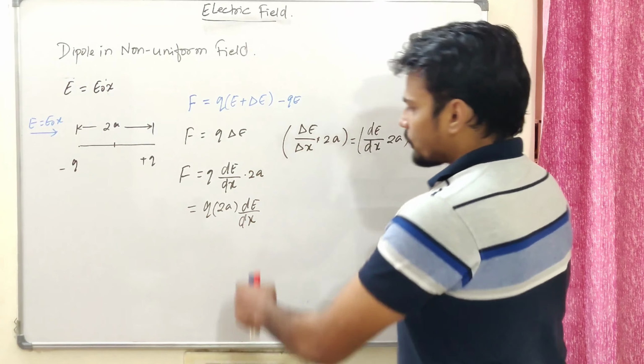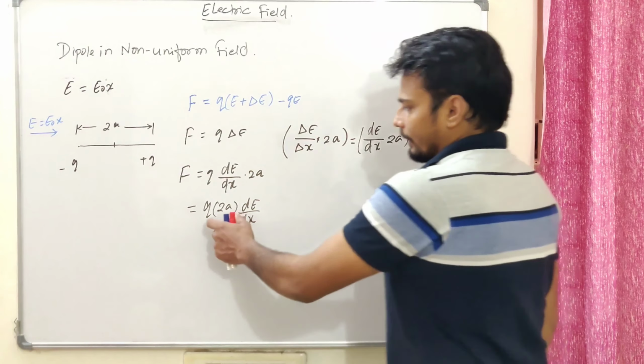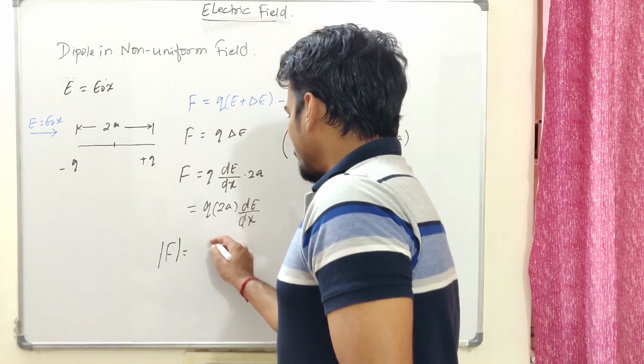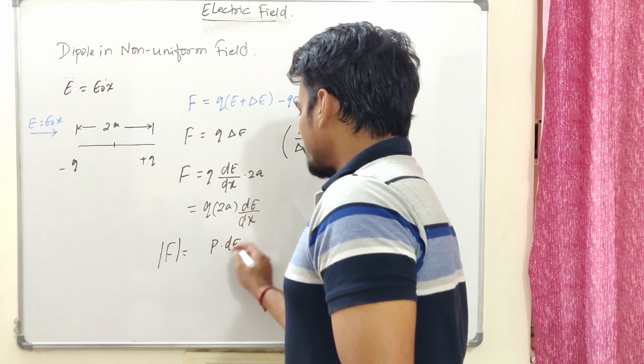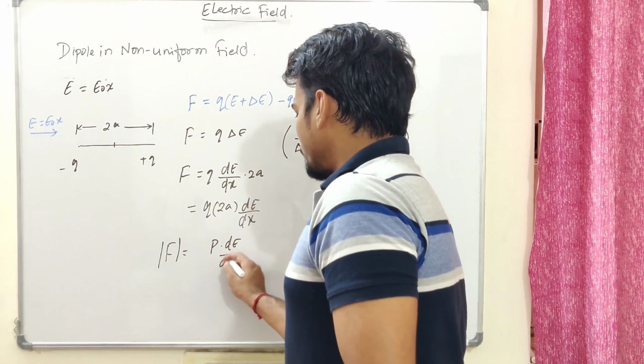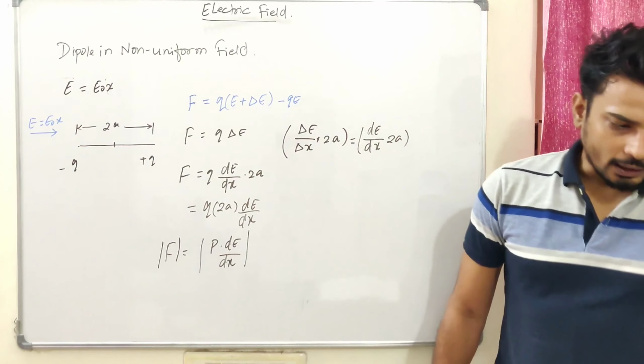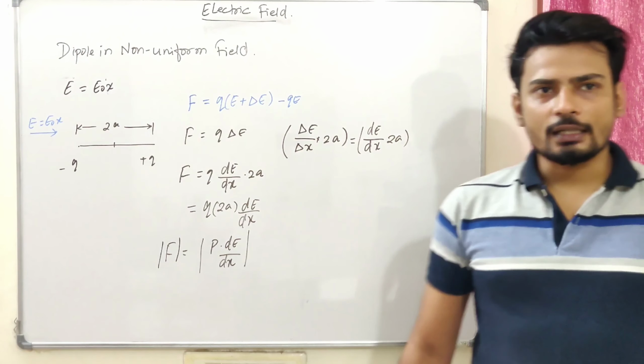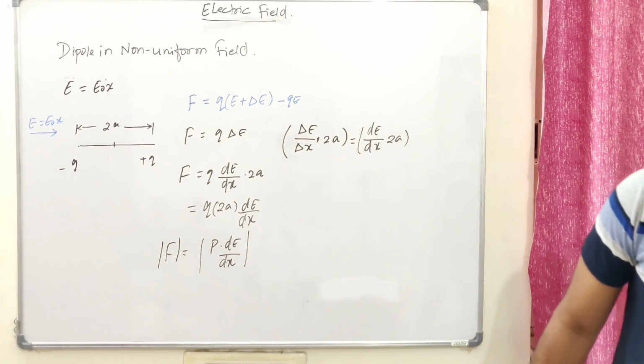Q times 2a is nothing but the dipole moment of this dipole. So if I talk about the magnitude of the force, that should be F equals P dE over dx, like this. Fair enough. So that's how the dipole reacts. The dipole experiences a force if it is kept in the non-uniform electric field. Note it down quickly, and then we're going to see one numerical based on this.